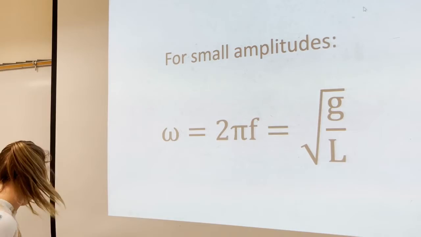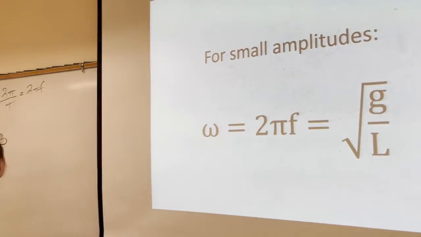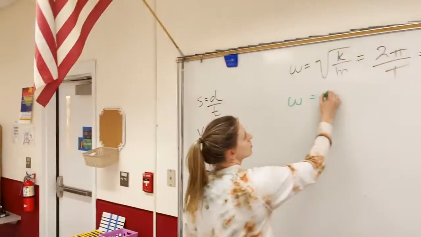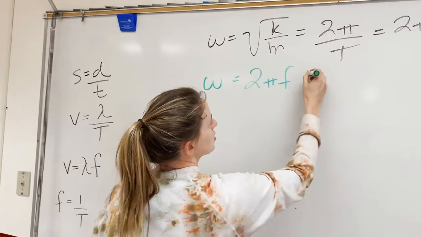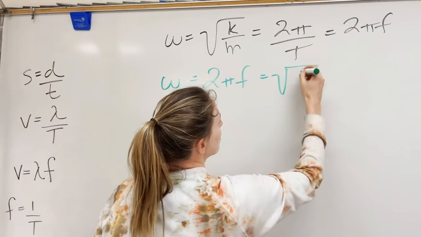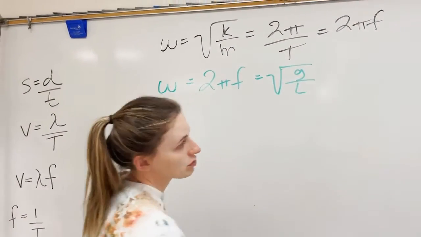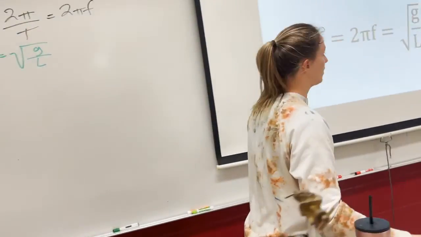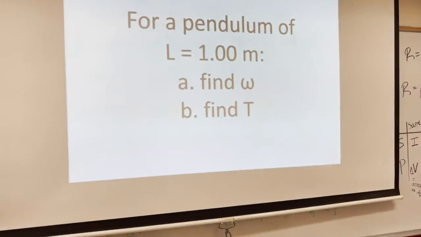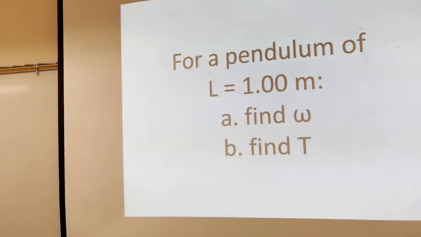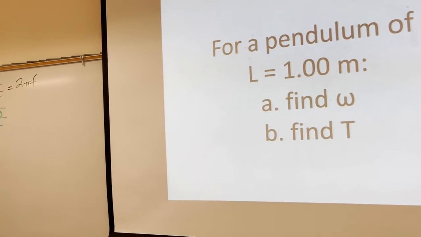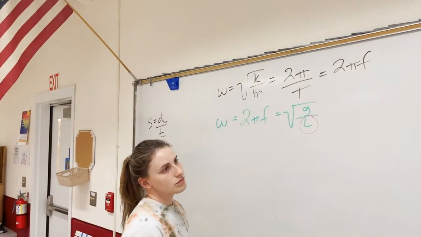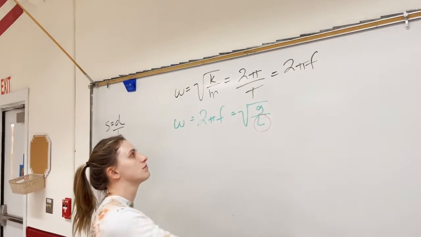And here's our equation. For small amplitudes, the angular frequency is equal to the square root of g over L, and we said it depends on the force of gravity and the length. There are lots of things that are equal to each other here. So for a pendulum of length 1 meter, you've got the length right here, you want to find the period T.